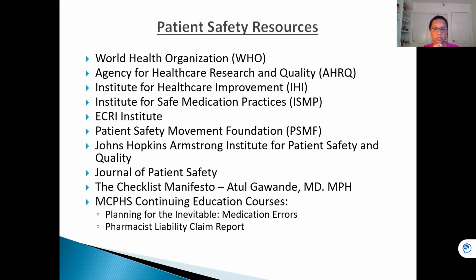This one I won't go into. I would say take a screenshot of it, take a picture of it, of several different resources. WHO has a lot of resources on safety. ISMP, they're the ones who really focus on med safety. It's directly related to us. Patient Safety Movement Foundation, and even on MCPs on their alumni courses, I've seen a lot of CEs.